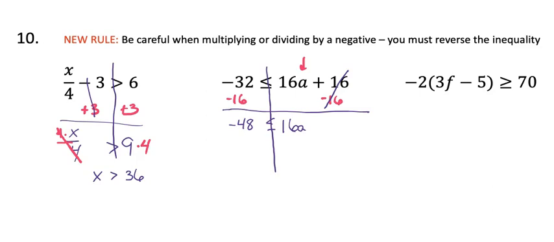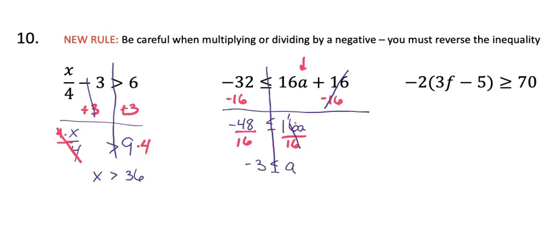Still solving for a, and I know that 16 and a next to each other means they're being multiplied, and I undo multiplication with division. What I do to one side, I do to the other. Now, I divided by a positive, that's a positive 16, so I'm not worried about reversing the symbol right here. Negative 48 divided by 16, well, that's negative 3, is less than or equal to. 16 divided by 16, that's 1, so that's 1a, and we're going to write the a.